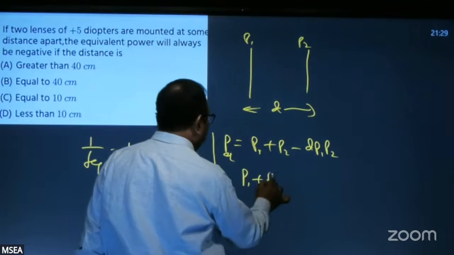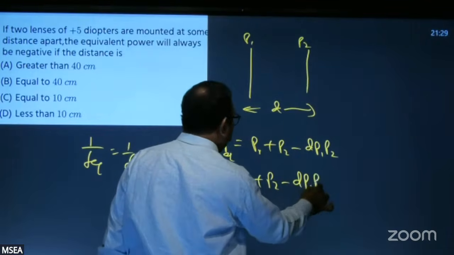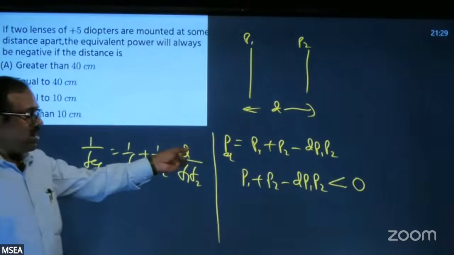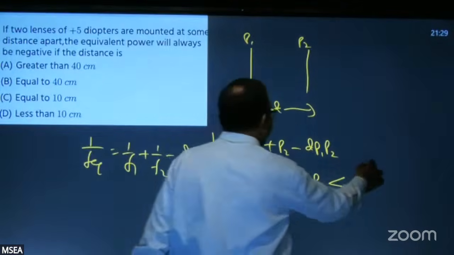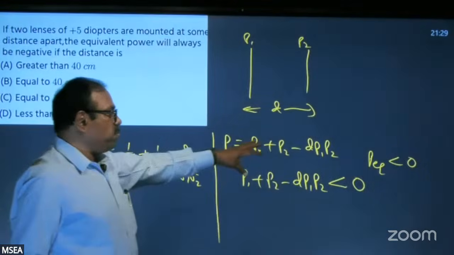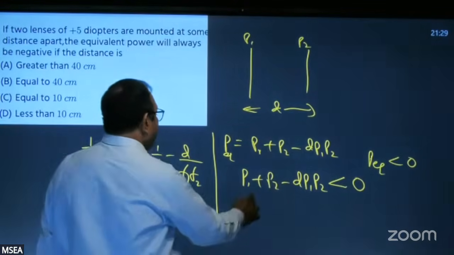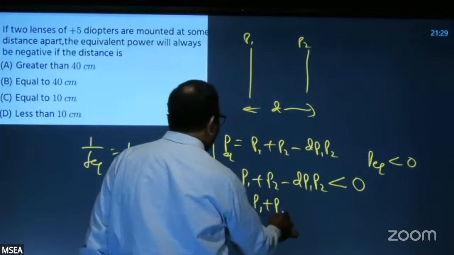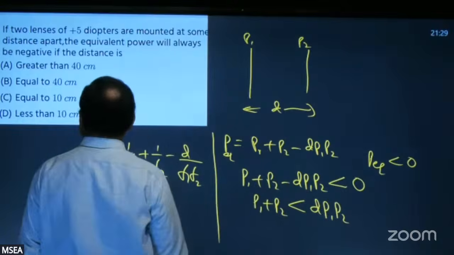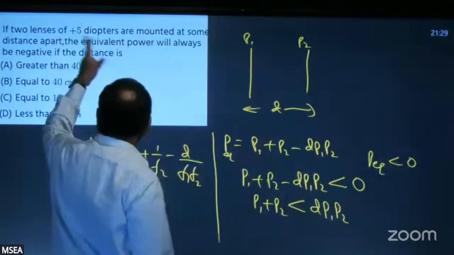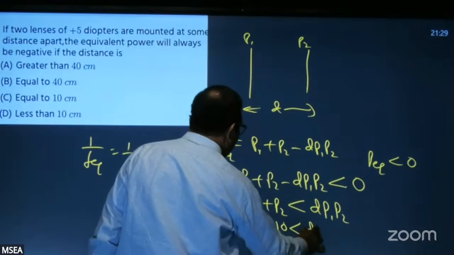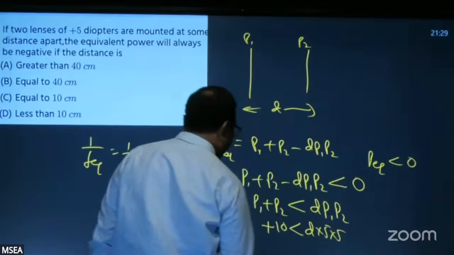This means P1 plus P2 minus d P1 P2 should be negative. The equivalent power should be negative, that means less than 0. Wherever P equivalent is there, I wrote this one. Then P1 plus P2 should be less than d P1 P2. P1 is plus 5 diopters, and both are the same. Plus 5 plus 5 is plus 10. So d into 5 we can write.